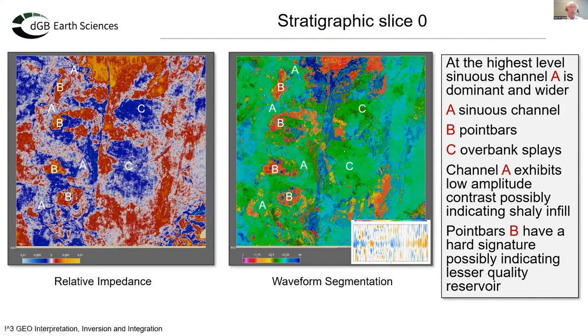And now we come to the highest level, and now channel A has become the more dominant channel. It's becoming wider, and we see that the acoustic impedance contrast has almost disappeared. We can just barely see it meandering still over here. We recognize clearly point bars B, and these have a hard signature, therefore possibly indicating lesser quality sands or reservoirs. And in C, we see some overbank deposits.